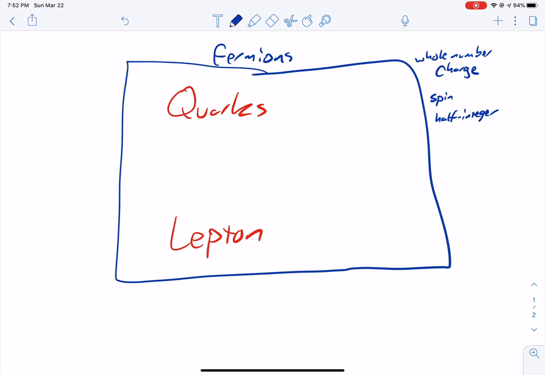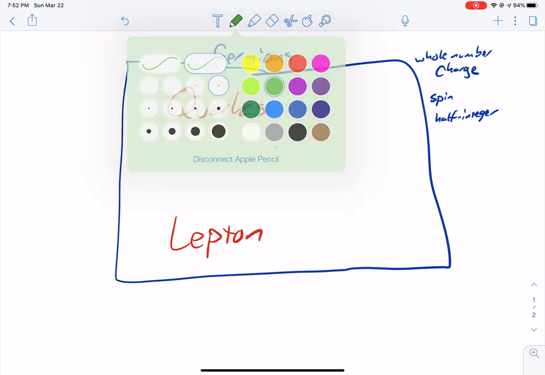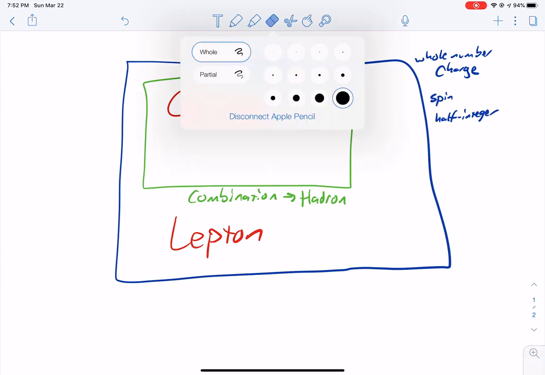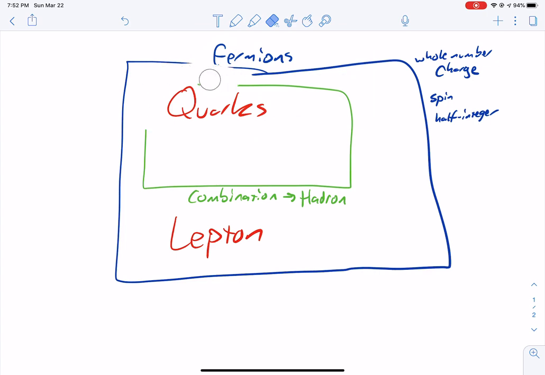Now, quarks, as I said, are always hanging out with other things. Quarks will always be in a combination. You'll never have one quark by itself. We call these combinations hadrons. A combination of quarks is known as a hadron. A quark is not a hadron, so I'm going to put that line below here. So a combination of quarks, usually 2 or 3, is known as a hadron.